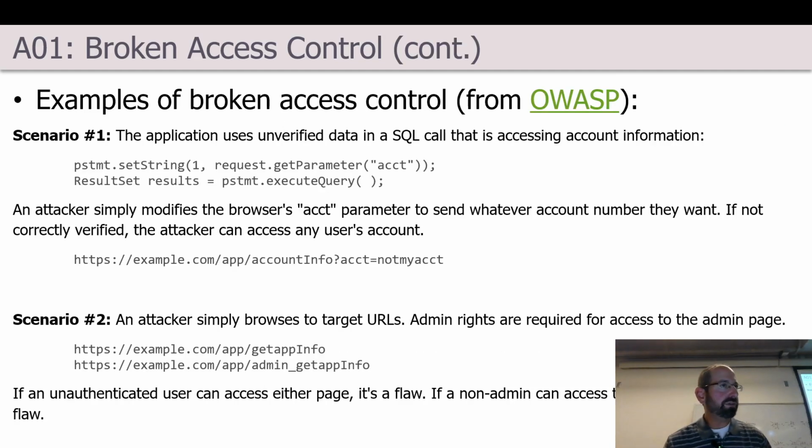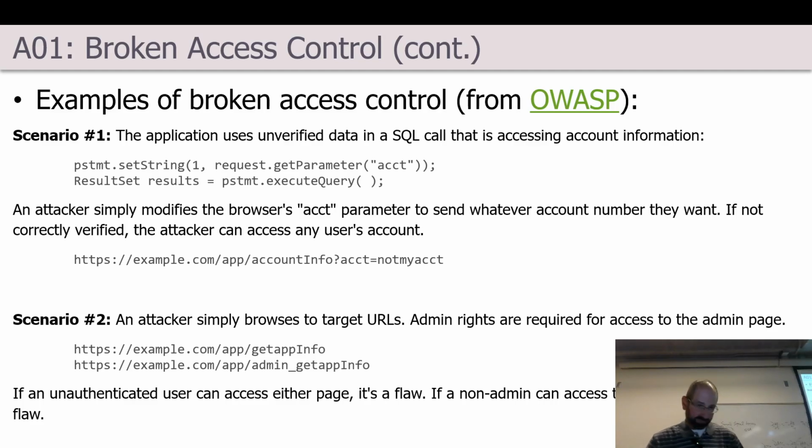So again, for each of these in the list of the top 10 in the OWASP, there's the high level description. There's some examples of what it means, in this case, to have broken access control, and then some either general or potentially more specific guidelines for what one can do to prevent those from occurring.